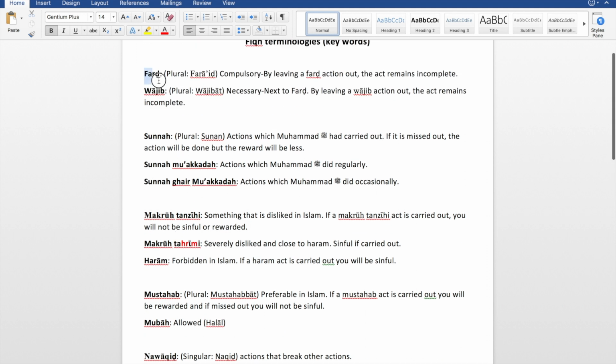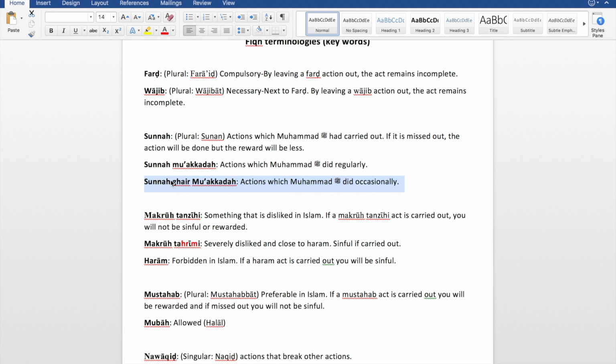Okay, so the most important thing is obviously fard and wajib. They go straight on top. The next most important thing under that is sunnah mu'akkadah, obviously, because we have to do them as well. Fard and wajib we have to do, even if we miss it once, we'll be sinful. Sunnah mu'akkadah is not as important as fard, but we still have to do it. Then one less important than that is sunnah ghair mu'akkadah.